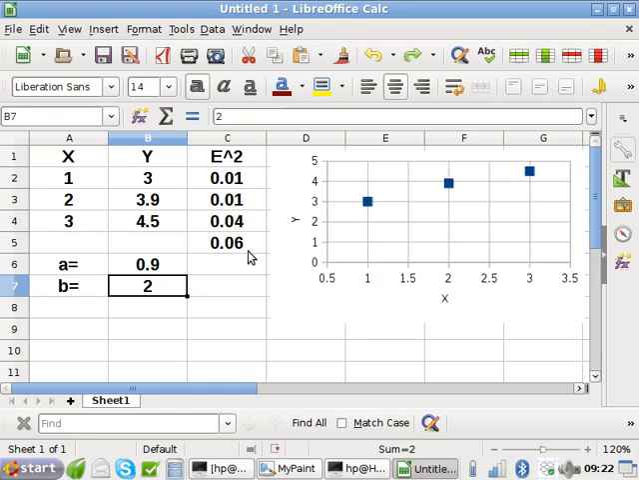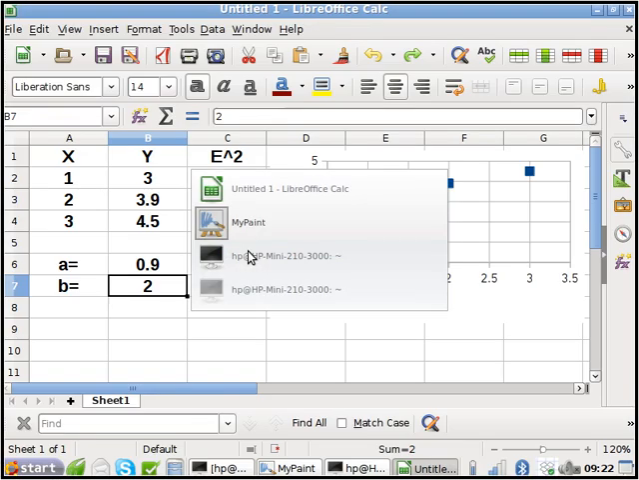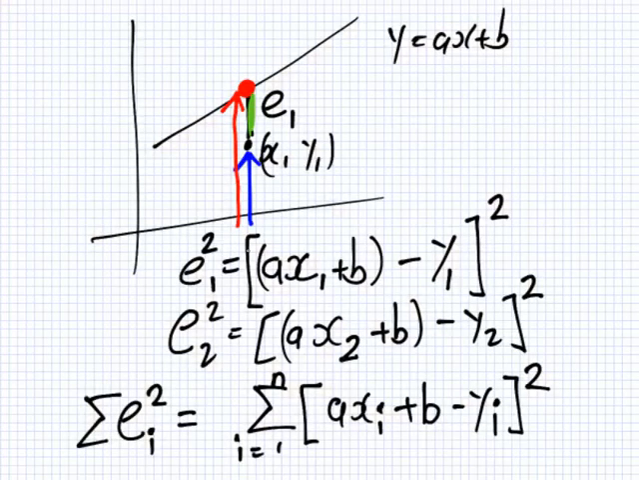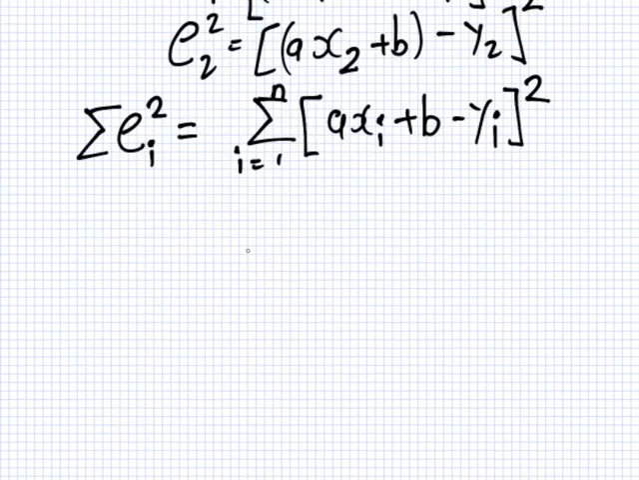Now, of course, you can't do it like this in real life. You can't guess. So does anyone have any ideas on how you could find the A and the B to make this a minimum? Something maybe we did in semester one. How to make something a minimum.